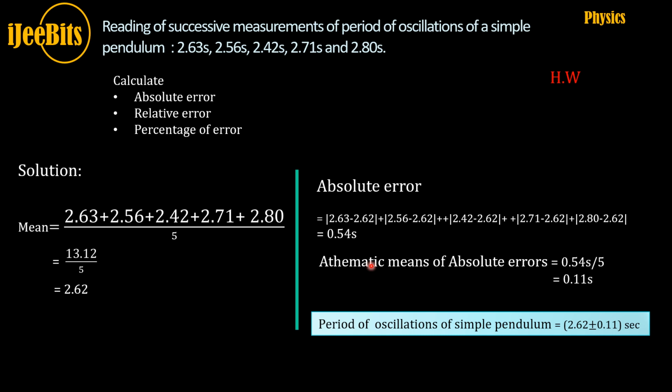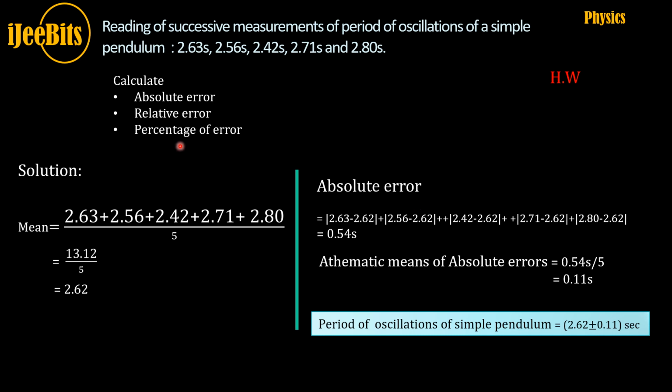And then what we needed is the arithmetic mean of absolute errors, the mean absolute error. That means the sum of the absolute errors divided by the number of observations. So 0.54 divided by 5, since 5 observations are given, and what you get is 0.11. How do you read this? The period of oscillations of the simple pendulum can be written like this: 2.62 plus or minus 0.11 is the correct representation of what we get here, right? This is the concept of absolute error.